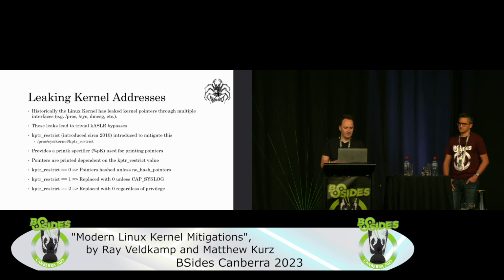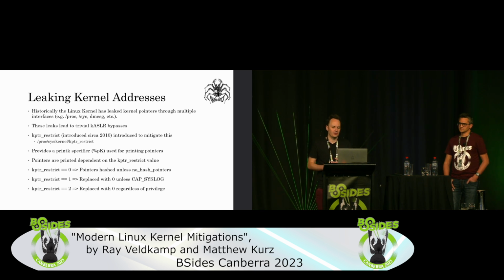The first is a procfs pseudo file called kptr_restrict. And it holds a tri-state. So it's either 0, 1, or 2. And depending on the value of that, it controls what the kernel does when it is requested to print a kernel pointer.